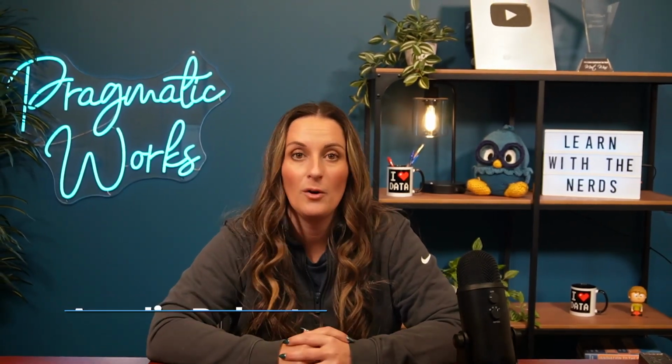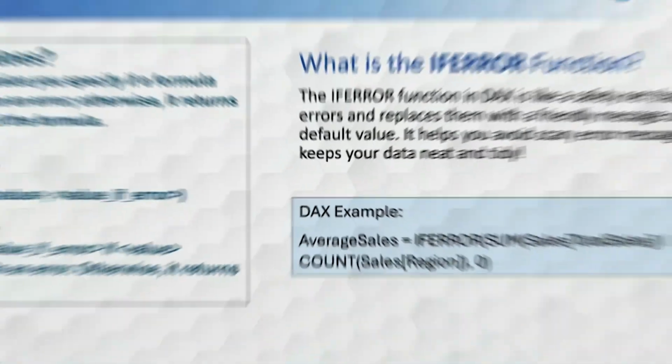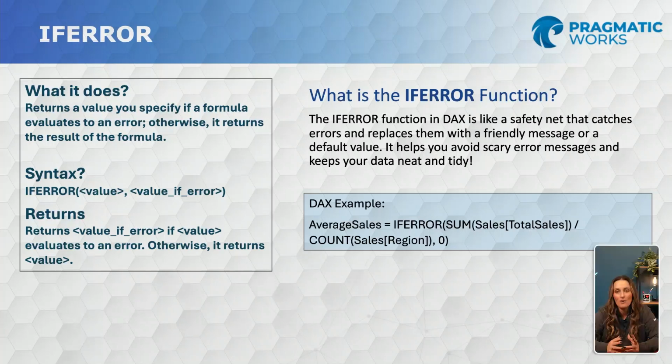I'm going to guide you through how to use this function in Power BI using DAX. Let's talk about it a little bit. So what does the IFERROR function do? It's going to return a specific value that you want returned if there is an error in your data.